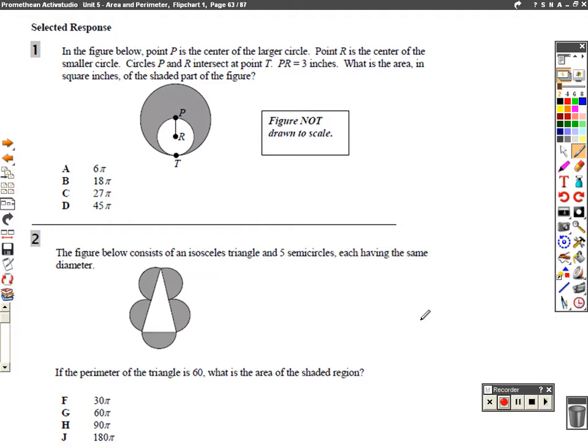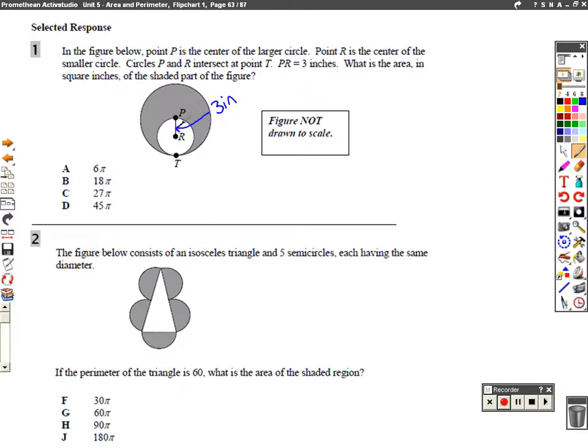All right, let's look at number 1. In the figure below, point P is in the center of the larger circle, point R is in the center of the smaller circle, and P and R intersect at point T. So PR is 3 inches, they've told us. So I'm just going to label that over here. PR, this is 3 inches.